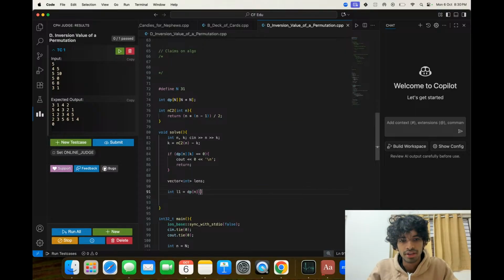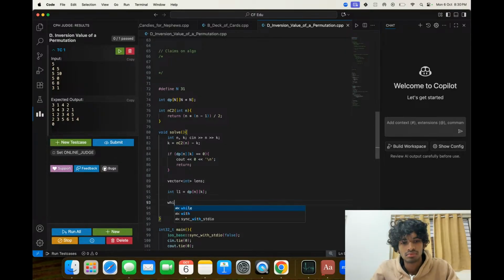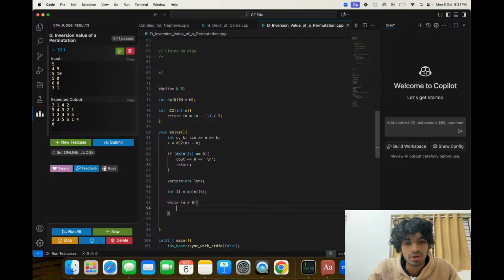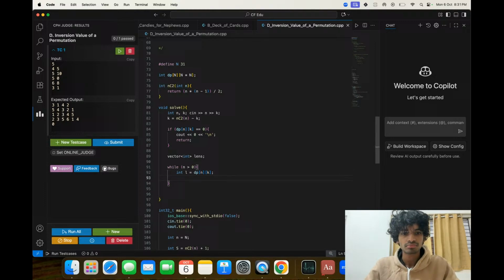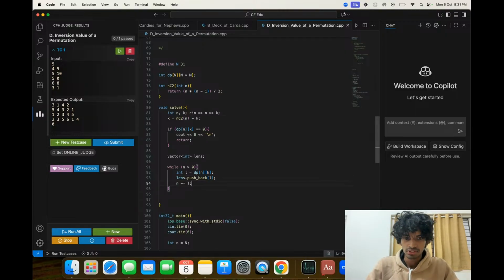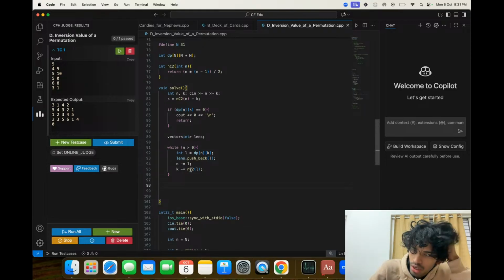While n greater than 0, what do we do? We find one length that is possible with it. L equals to dp of n of k. Okay. Length dot push back of L, n minus equals to L, k minus equals to nC2 of L. Done. So now we have all the lengths.